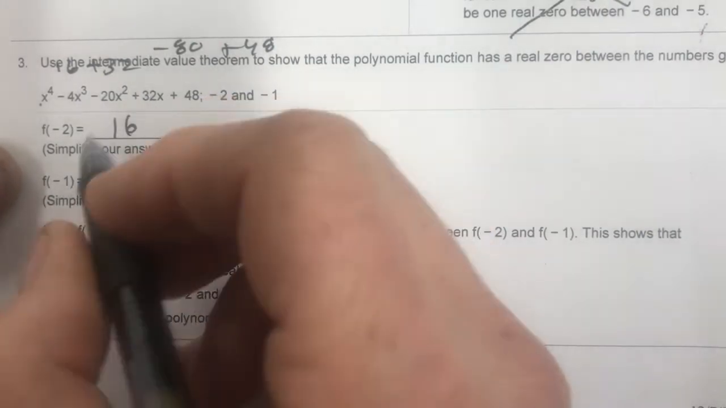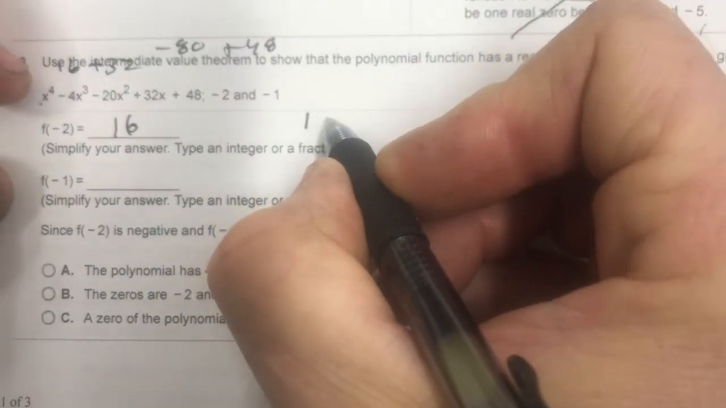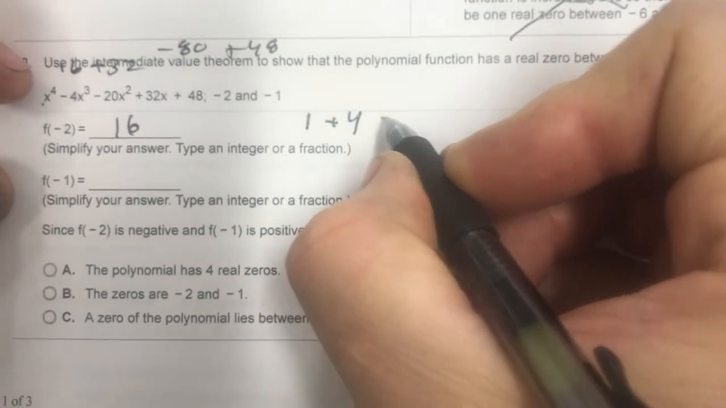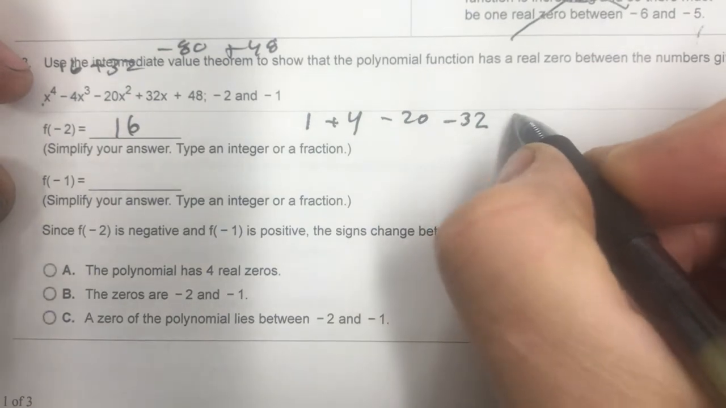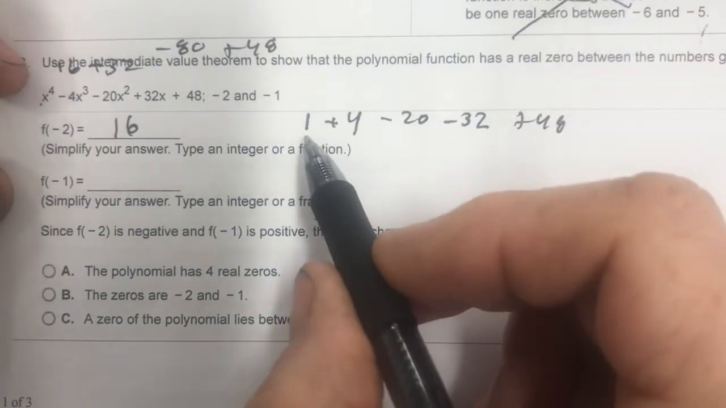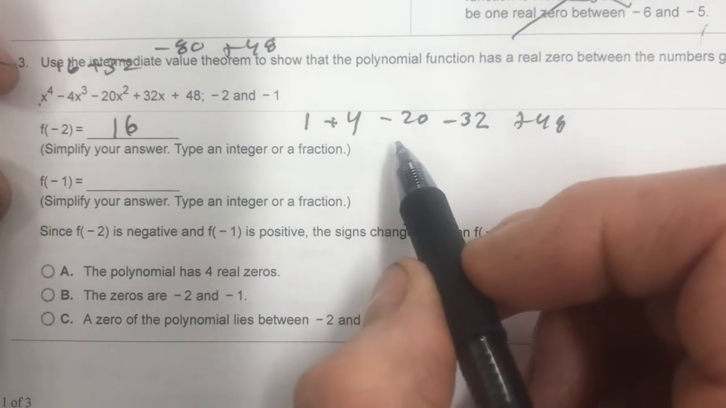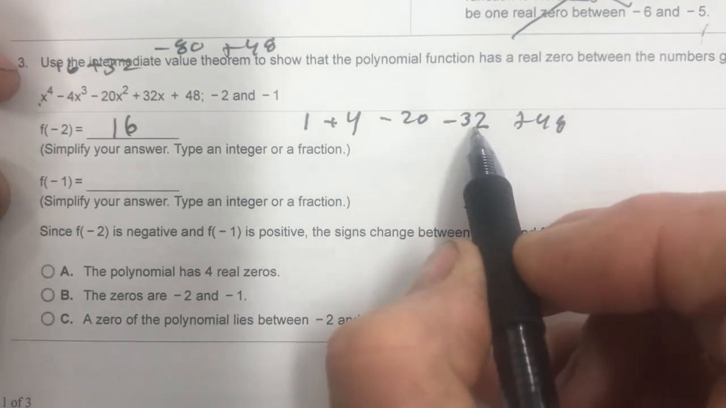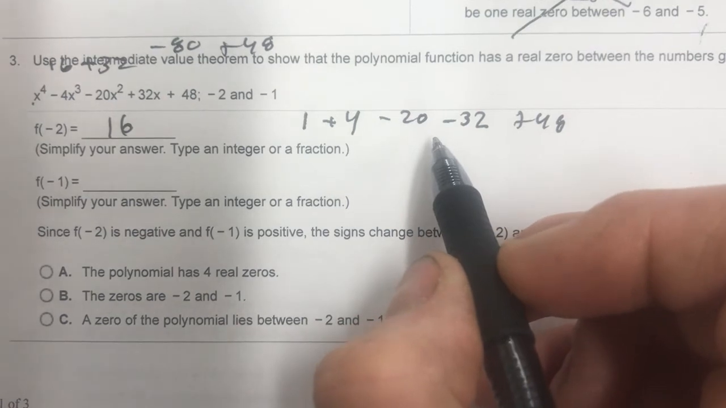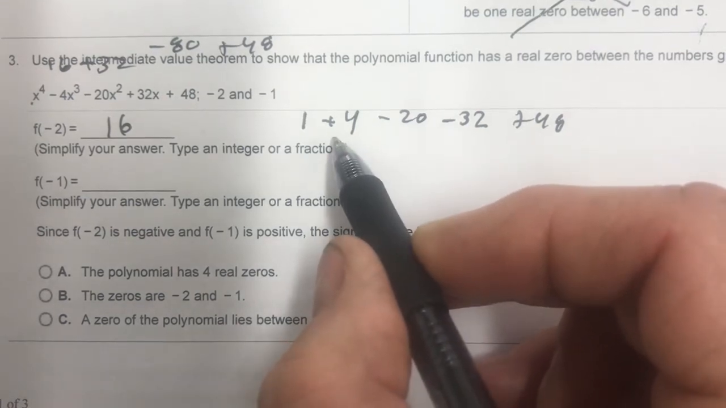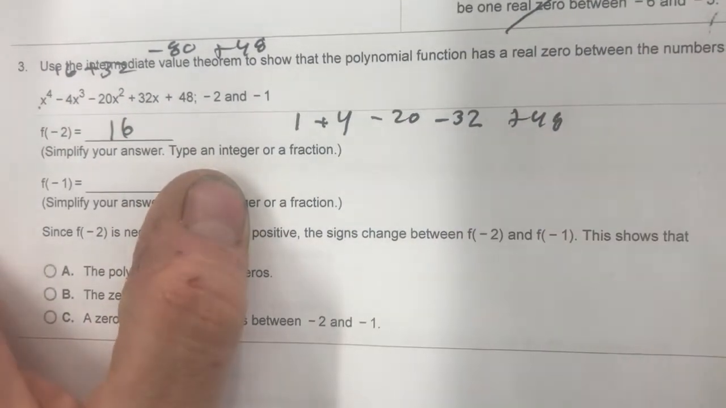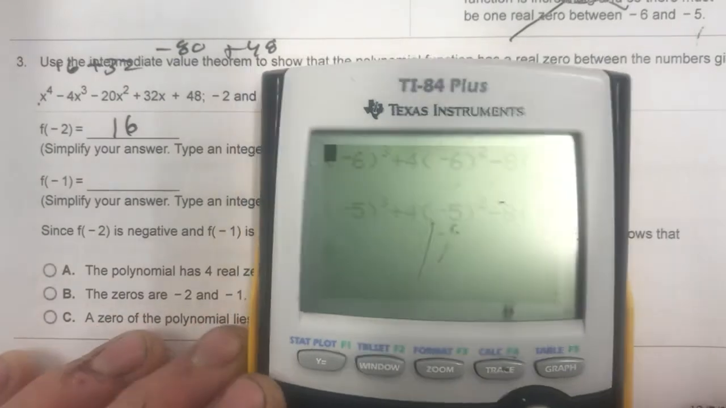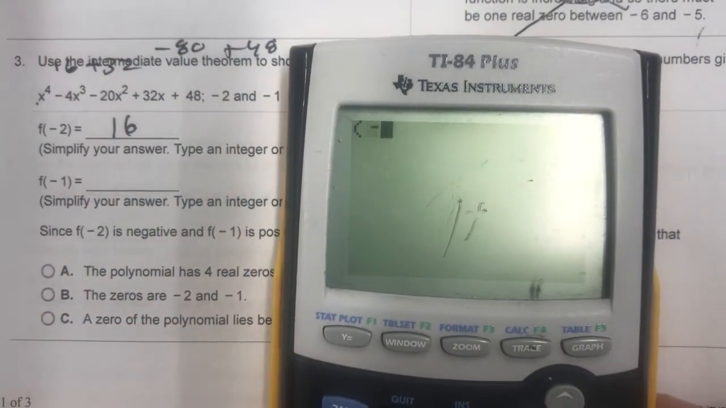Now what do I get if I put -1 in there? -1 to the 4th power would be 1 plus 4 minus 20 minus 32 plus 48. So I get 5, negative 52 would be negative, what did I say here? Negative 47 plus, I'm getting a 1. I better punch this in the calculator. So I'm making a mistake on one of these. So we'll just go ahead and punch this in.